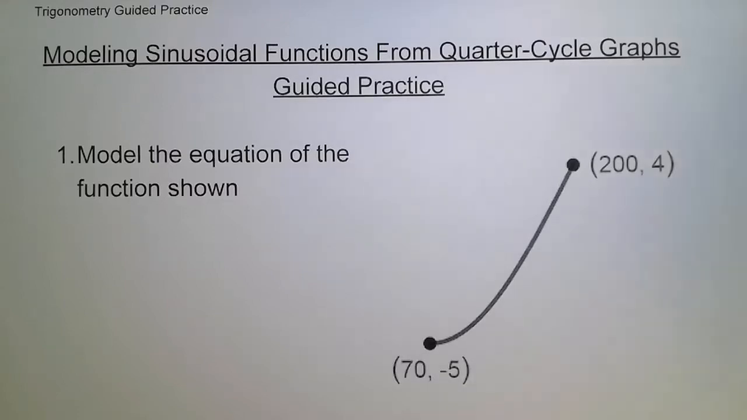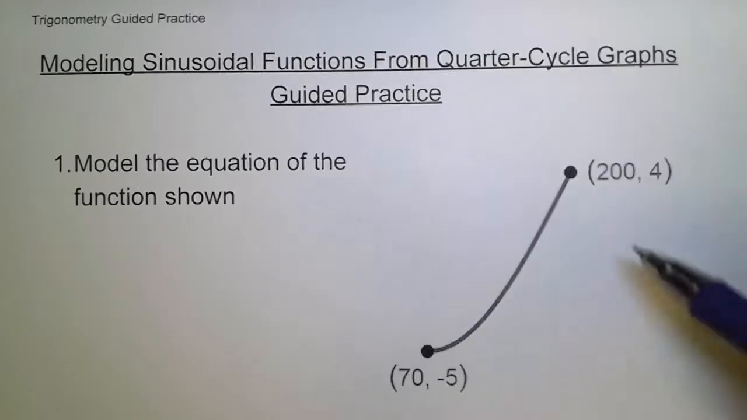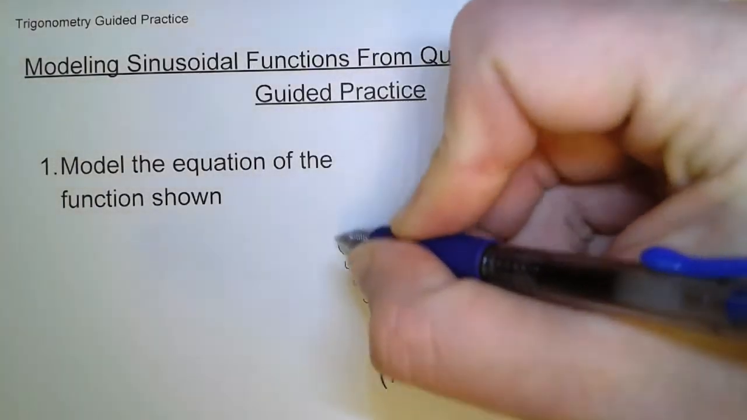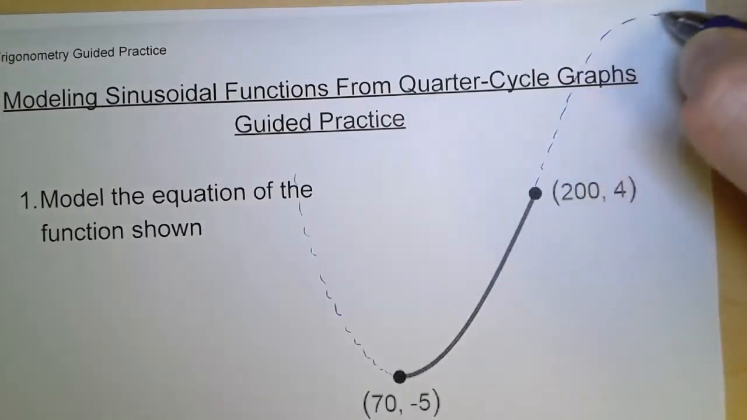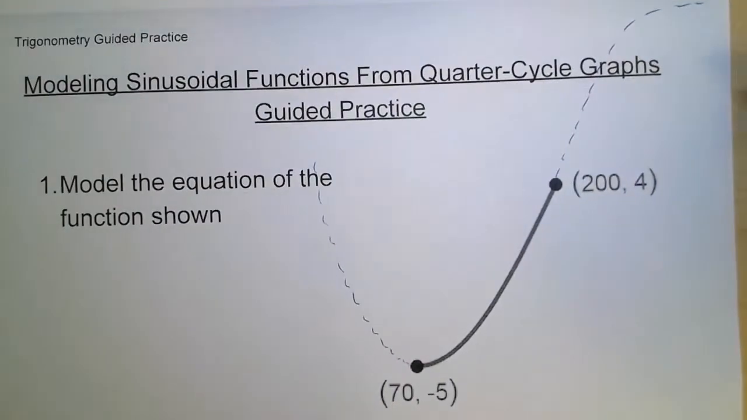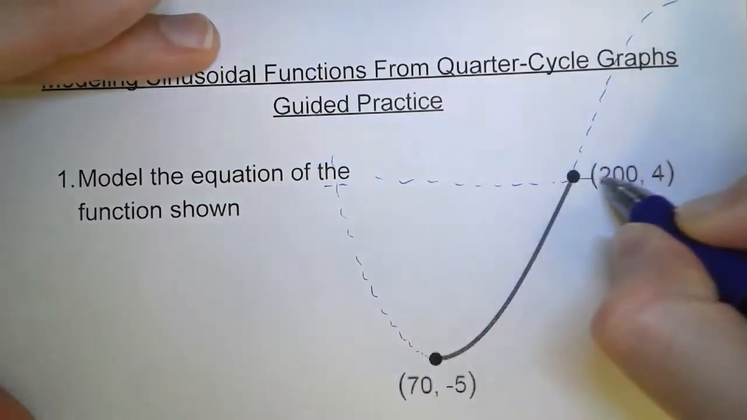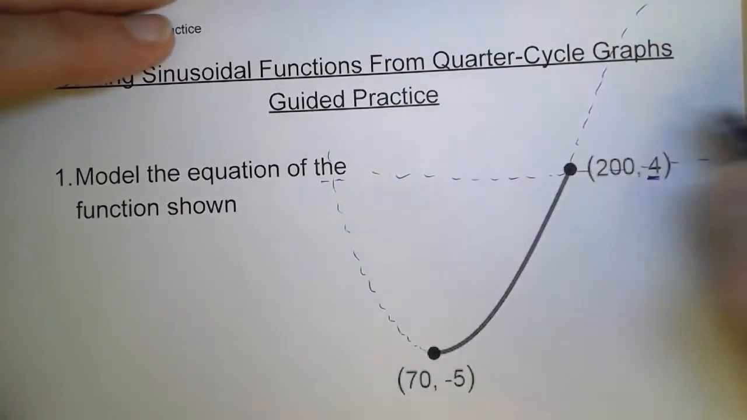So let's get started. What we have is a sinusoid, and it's only a quarter cycle. That means off to the left, the graph is going to go up like that. Off to the right, the graph is going to keep going up, and then it's going to level out. So right here, this is our midline. That's our vertical shift, that y value of 4.